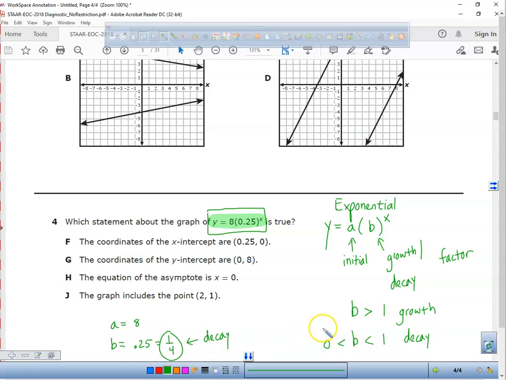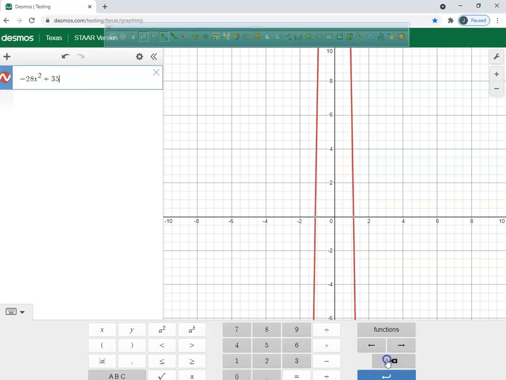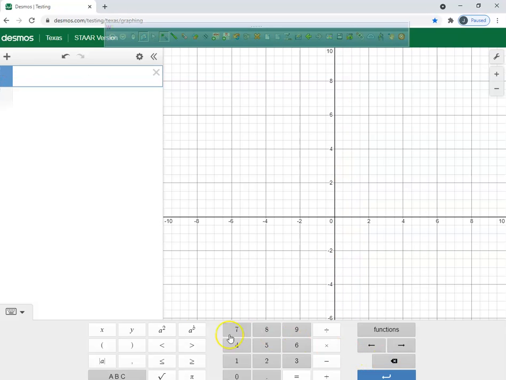So what I'd like you to do right now, after you've written this down, is type it into Desmos with me. Type in y equals 8 parentheses. So here we go. Go to your Desmos. We'll clear this out. We're going to go y equals 8, open parentheses, type in 0.25, close it, and you see where it has a to the power of b right there? Click that and raise it to the power of x. And then it'll kind of make sense of why it's decaying.